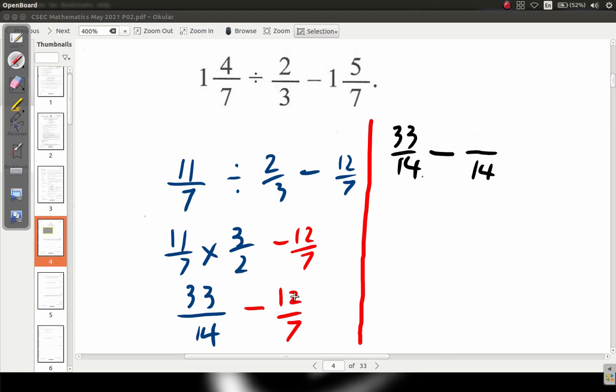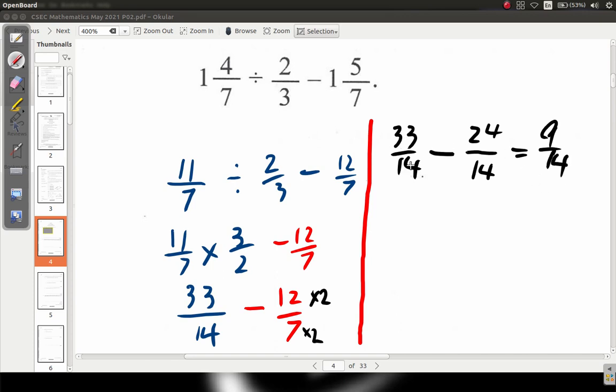So, this now, if you multiply the 7 by 2, you get the 14 that you want. But you must come up yourself and multiply the 12 by 2 too. So 12 times 2 is 24. Good. So if you have 33/14 minus 24/14, how much do you get? Well, it looks like 9/14. You see? So you have 9/14.